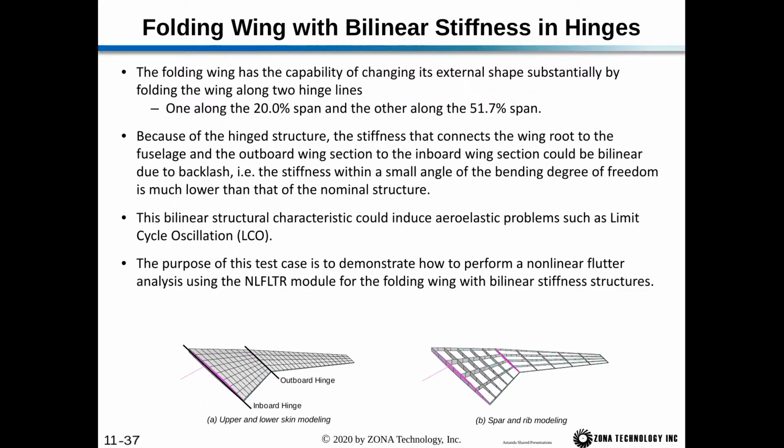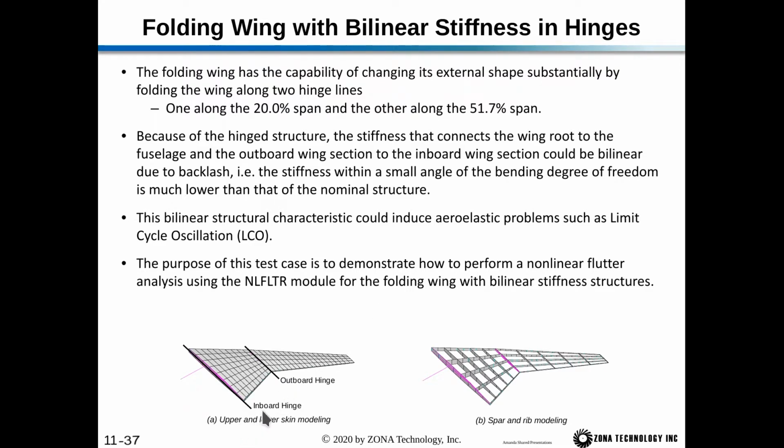And because of the hinged structure, the stiffness that connects the wing root to the fuselage and the outboard wing section to the inboard wing section could be bilinear due to backlash. That is, the stiffness within a small angle of the bending degree of freedom is much lower than that of the nominal structure. This bilinear structural characteristic could induce aeroelastic problems such as limit cycle oscillation. The purpose of this test case is to demonstrate how to perform a nonlinear flutter analysis using the nonlinear flutter module for the folding wing with bilinear stiffness structures.